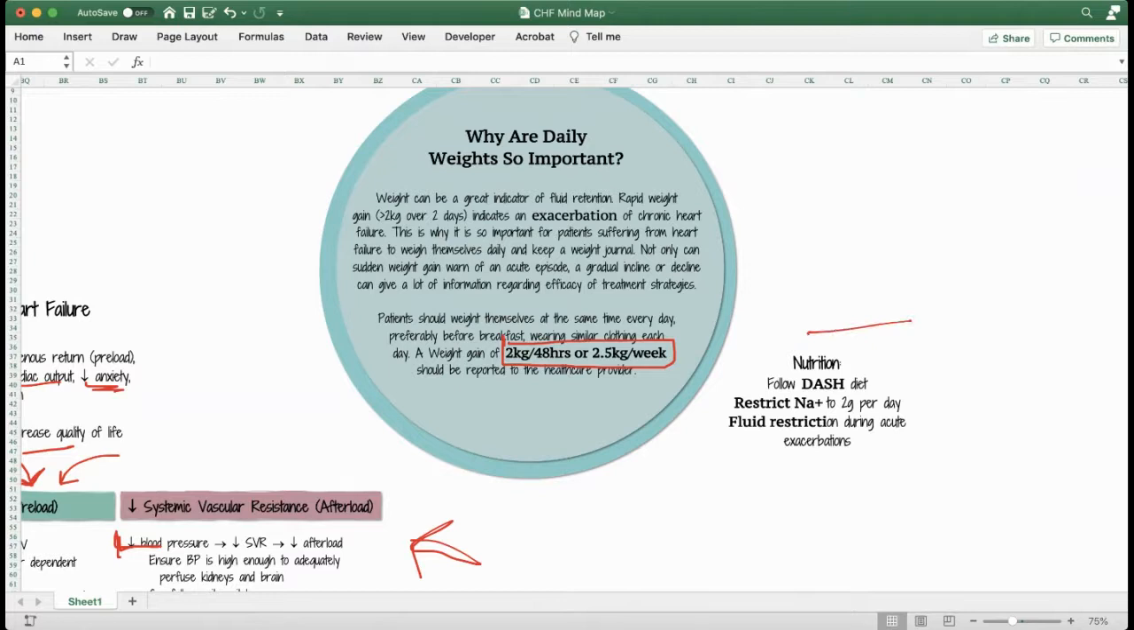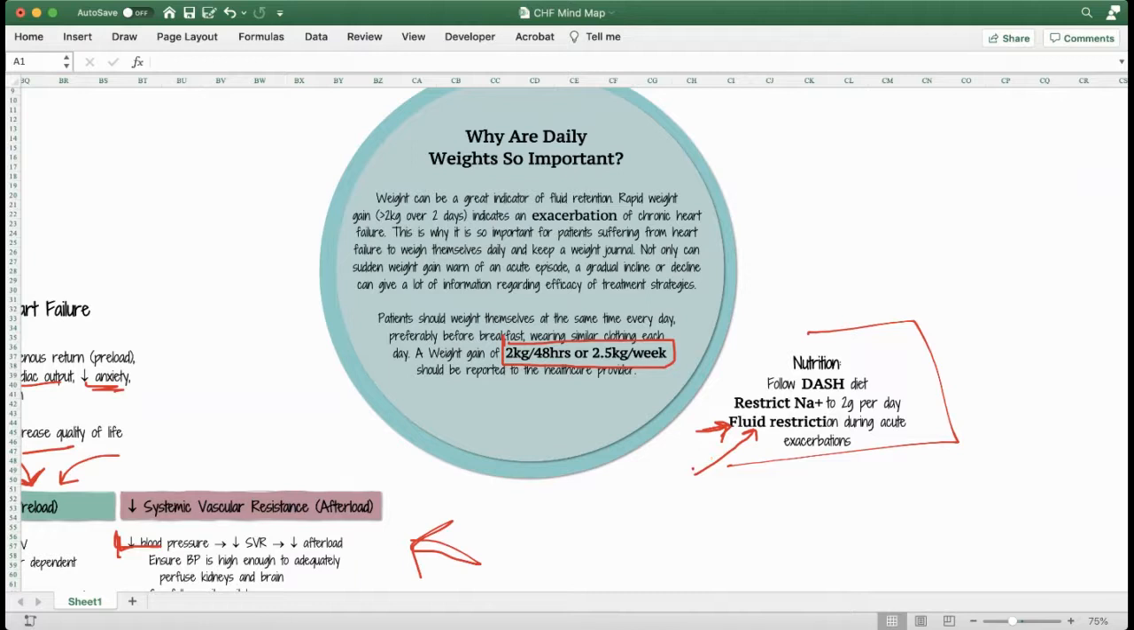All of this diet stuff we've talked about before. The only thing that's a little bit different here is this fluid restriction. I think on your slides it said that most people aren't on fluid restriction, and I think that's true in day-to-day life. However, if you're caring for someone in the hospital, they often have had an exacerbation, so they are on fluid restriction.